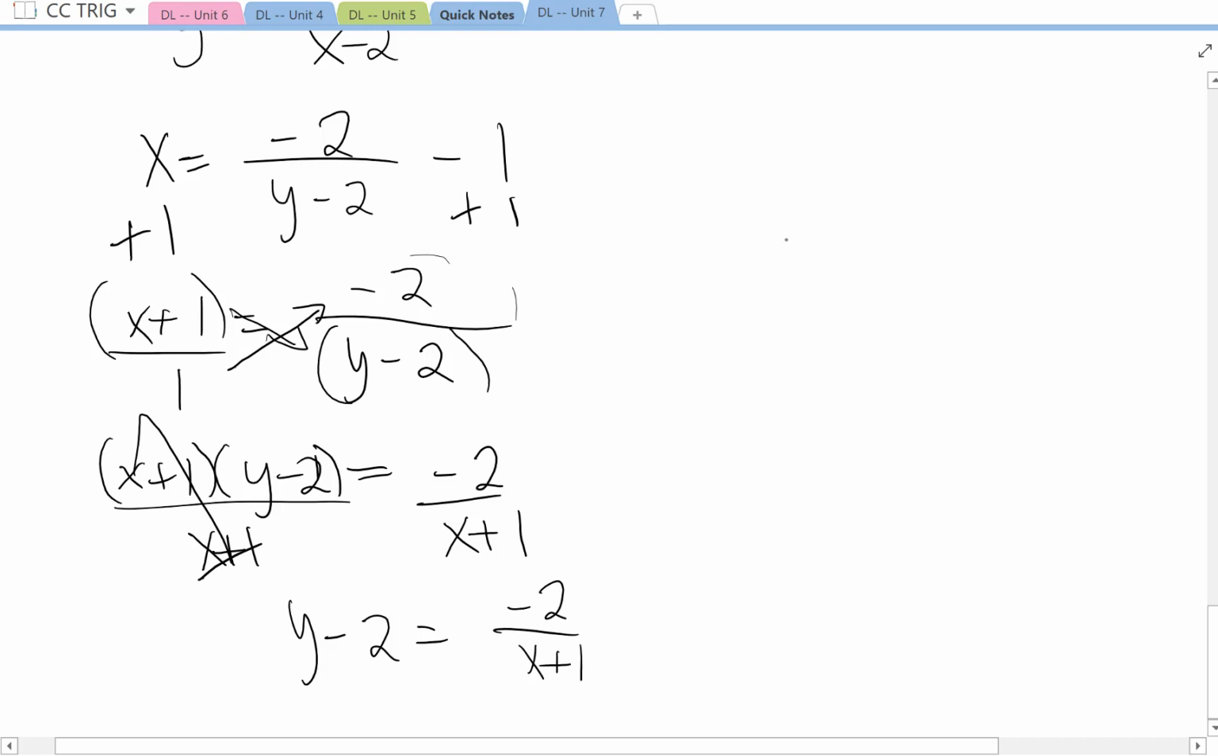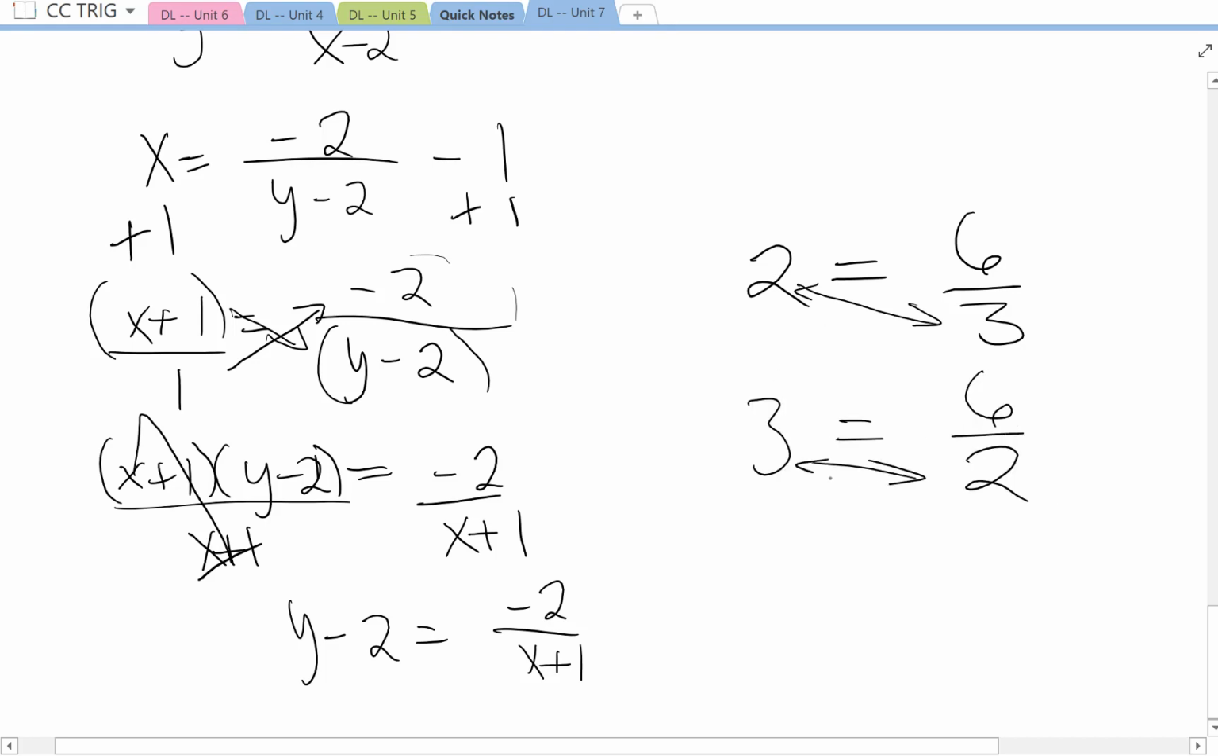This actually makes sense because 2 is equal to 6 over 3. But if I switch the order that these are in, if I say, oh, no, 3 is equal to 6 over 2, did I change the meaning? Is it still equivalent? I didn't change the meaning. It is still equivalent. And our last step would be to add 2 on both sides.